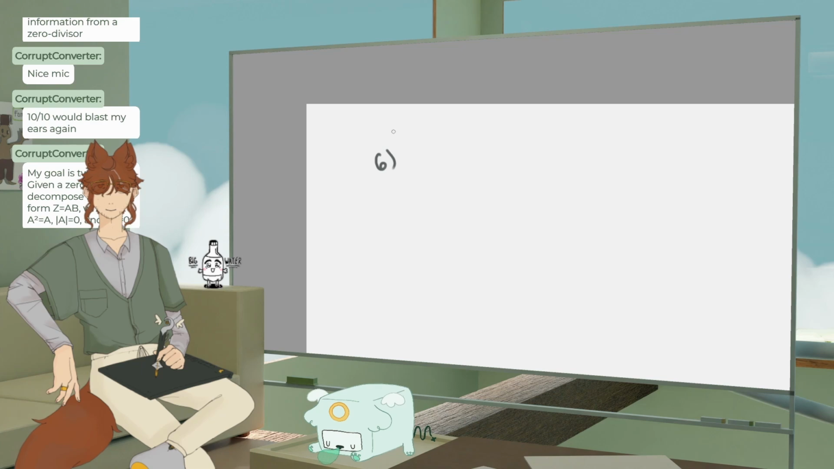My goal is 2 things. Given a zero divisor, decompose it into the form z equals ab, where a squared equals a, the absolute value of a equals 0, and the absolute value of b doesn't equal 0. Wait, how does a squared equal a? And the absolute value of a equals 0? What? Unless I think I'm reading the notation wrong. That's insane.